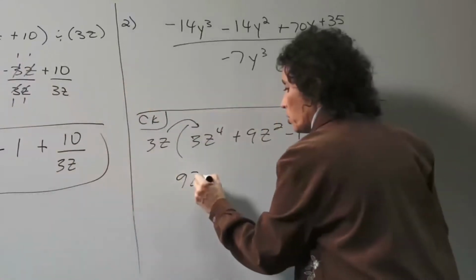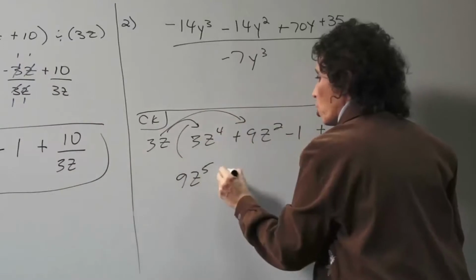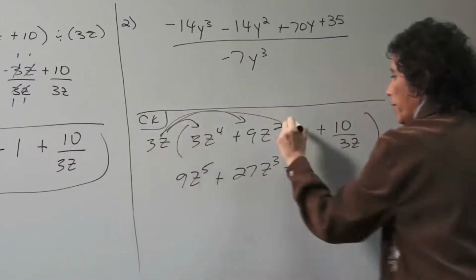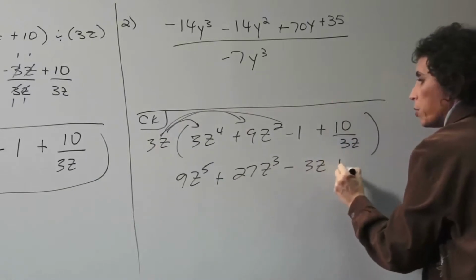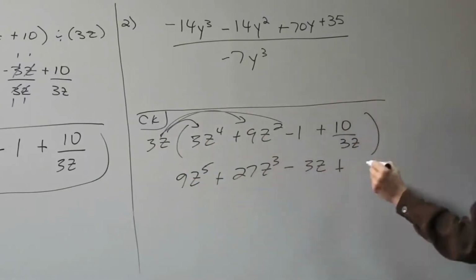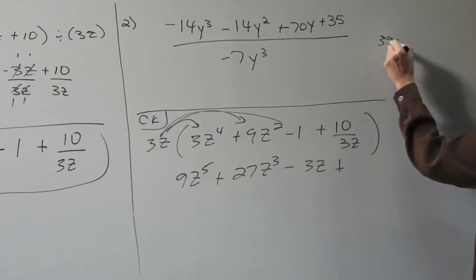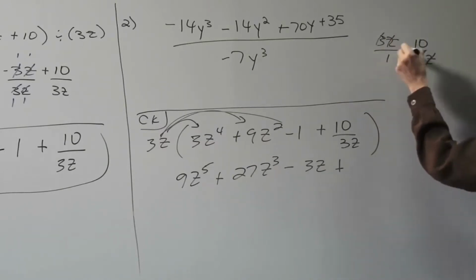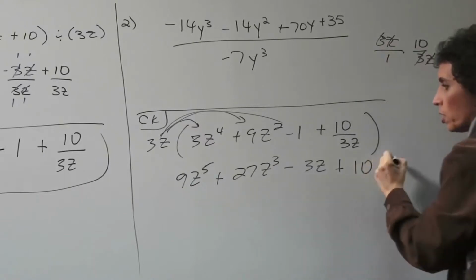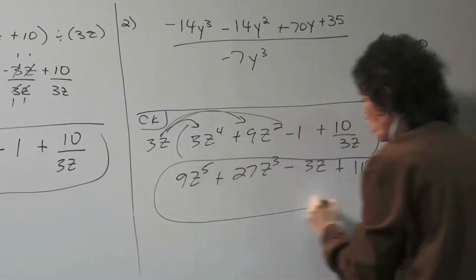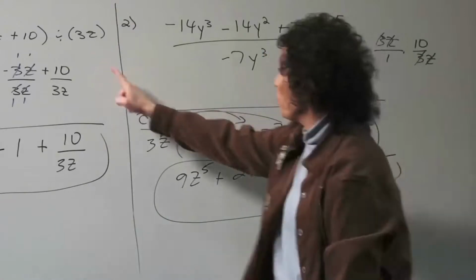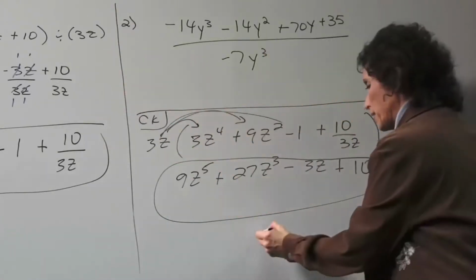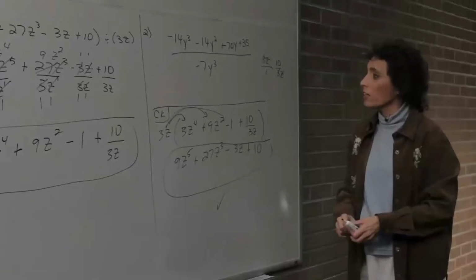This is 9z to the 5th plus 27z to the 3rd minus 3z plus, okay, watch this. This is 3z times 10 over 3z. So the 3z's go. So it's just 10. And that should be the numerator. 9z to the 5th plus 27z cubed minus 3z plus 10 all checks out. How beautiful is that?